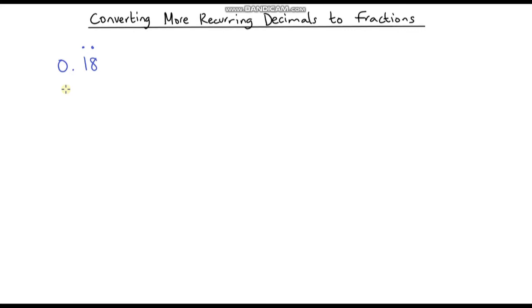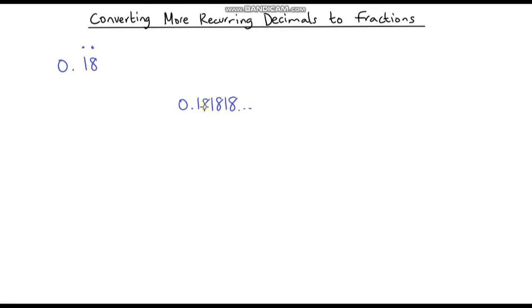Hello and welcome to another video on converting recurring decimals to fractions, and in this video we're going to look at numbers where more than one digit repeats. So the first example that I'm going to go through is 0.18 recurring. If we write this out in full, this is just going to be 0.181818, and that 18 pattern keeps repeating on and on forever.